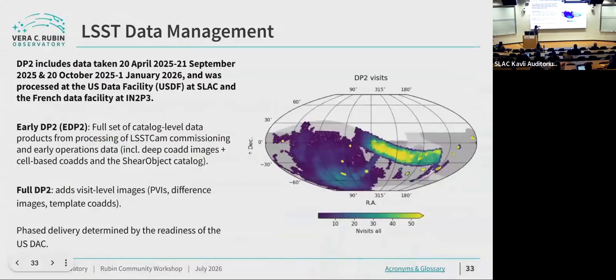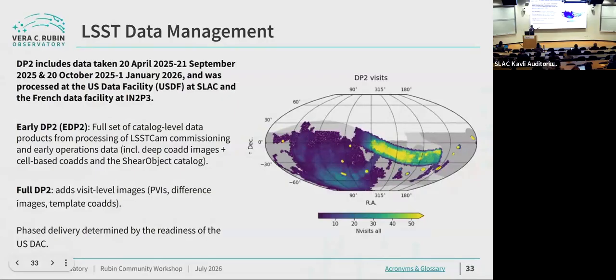So if you look at what is going to be in DP2 and what are the products that are going to be available. DP2 includes all data taken between 20th of April 2025, which is not long after our first photon, to 21st of September 2025. Then we had a down period, and then it will include more data from October 20th to early 2026. It was all processed here at the US Data Facility at SLAC with some pilot processing at the French Data Facility IN2P3.